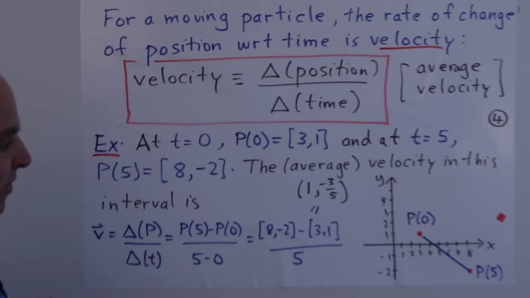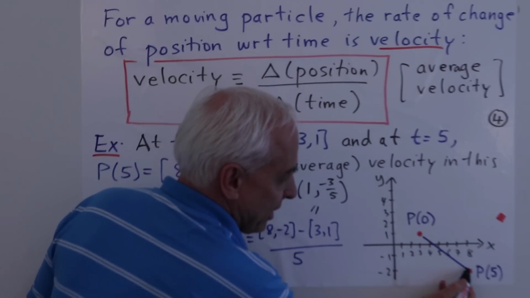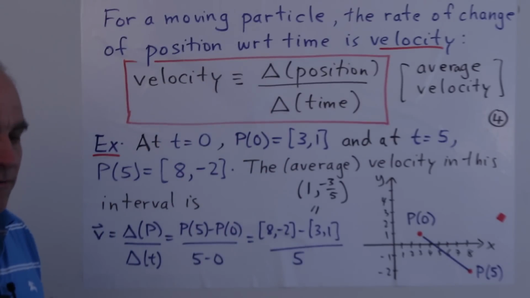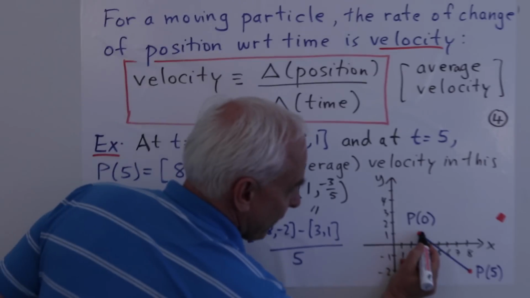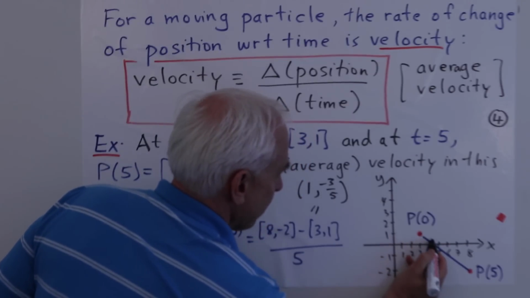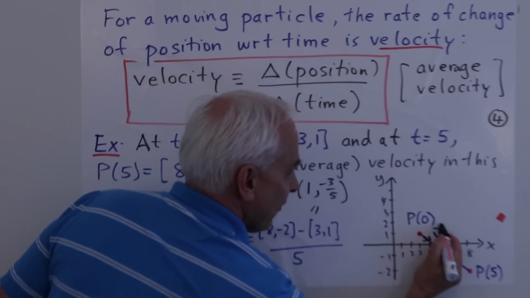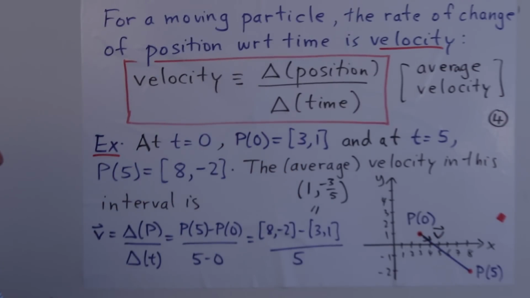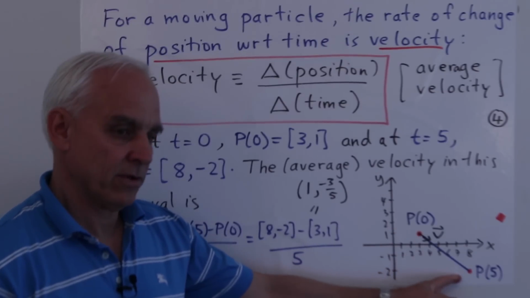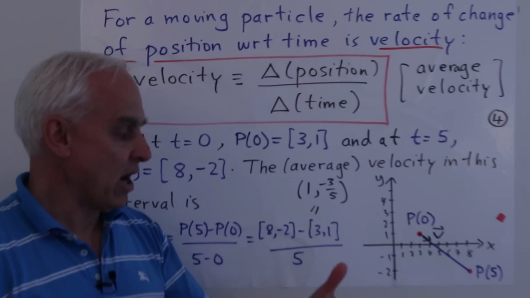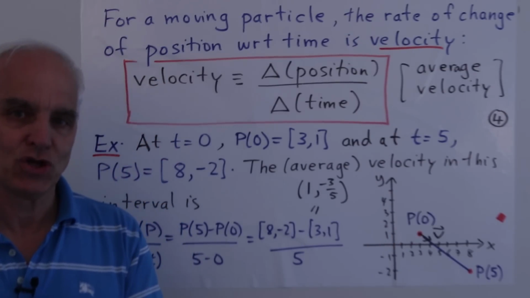So where is it on the graph? Well, here is the displacement vector from here to here, but the actual velocity vector would be 1/5 of that. So it's from here, go over 1 and down 3/5. So there would be a velocity vector that describes the average velocity of the particle in this interval. So for every unit of time, that is the average change in the position.